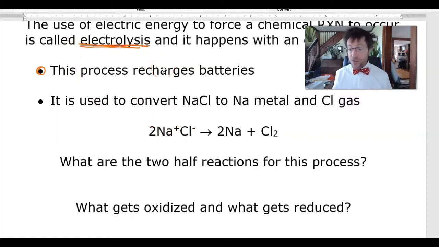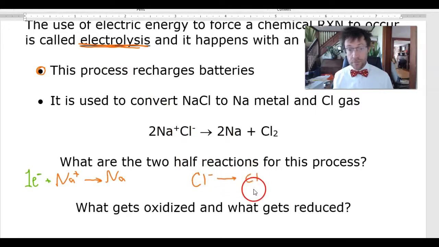We basically force the redox reaction to happen backwards, where it goes from, let's write the 2 half reactions. We start with sodium with a +1 charge, and it turns into sodium metal with 0 charge. That means we must be adding an electron. Right? Yeah. And over here, we start with chlorine with a -1 charge, and we're going to end with chlorine with a 0 charge. And that means that the chlorine is spitting out or giving up that 1 electron.